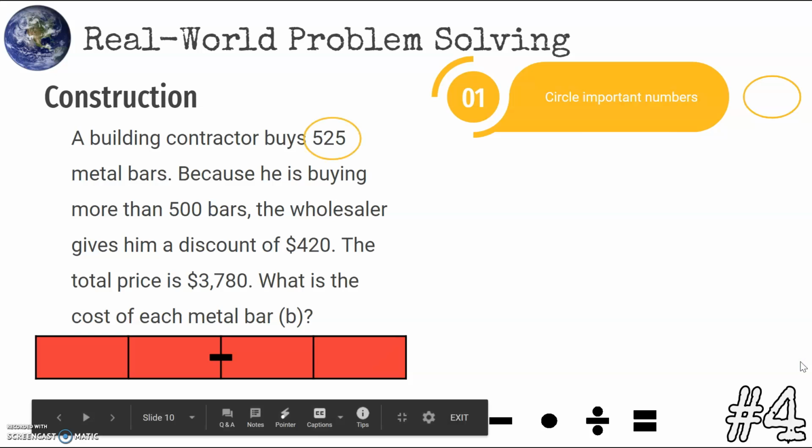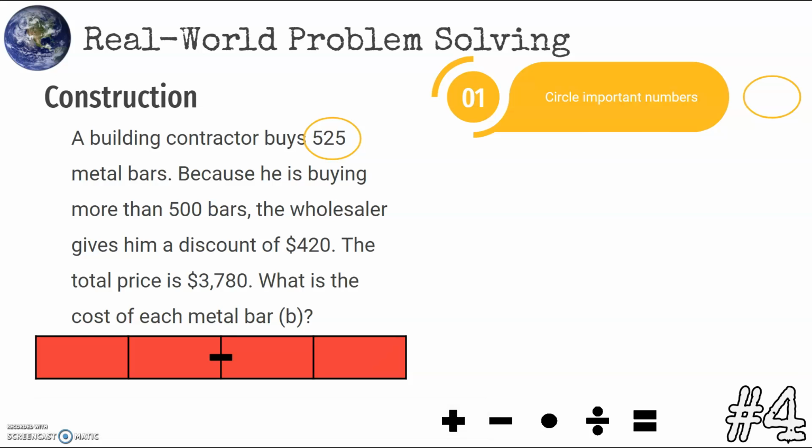Don't get caught up in this and saying, I'm never going into construction because I don't want to figure this out. Yeah, trust me, I hear you. But it does get easier. Let's circle these numbers. 525 bars. That's how much he's buying. We need to circle that.